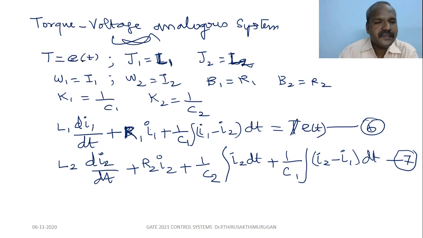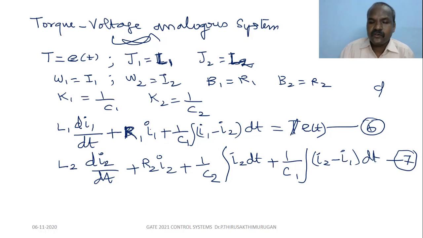See here, torque is E of t, J1 is inductance, moment of inertia is inductance, and omega 1, angular velocity, is current. You can ask me, sir, what is theta? Theta is the displacement, equivalent to the flux. So d phi by dt equals I, so I equals d omega by dt, right? So I equals d phi by dt. So phi is the displacement here, equivalent to the flux.